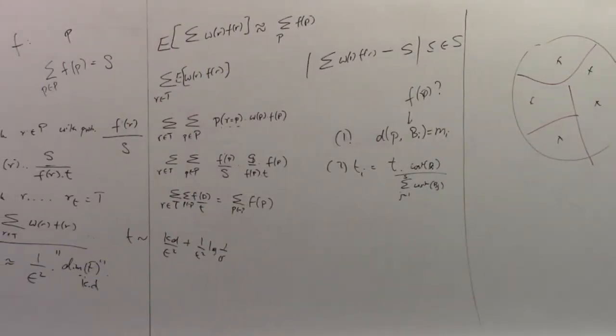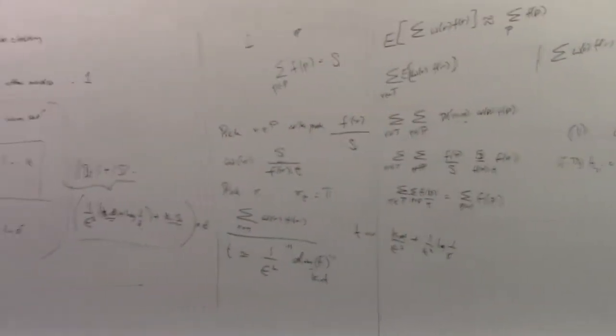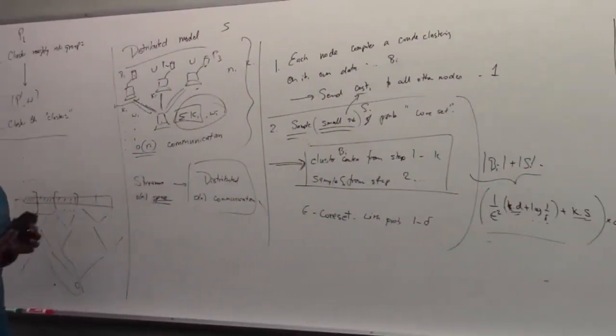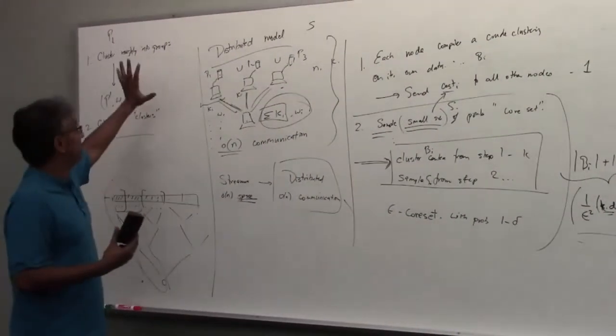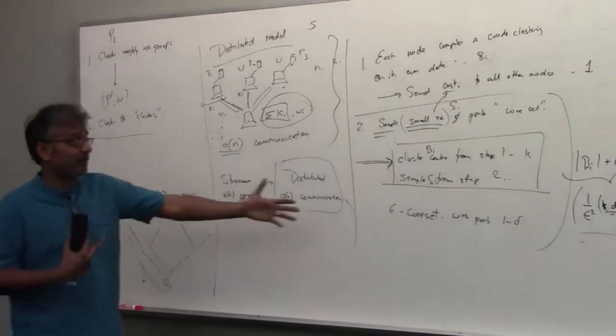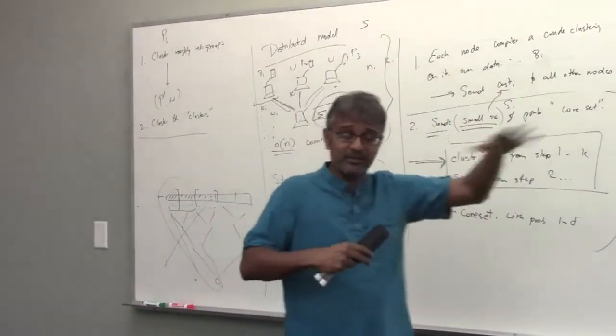So this was a way of doing distributed clustering. It was a very interesting way, and it exploits again the idea A, that you can merge things together in clustering, and B, that you can compute these small core sets and send around the core sets rather than sending around the actual data.